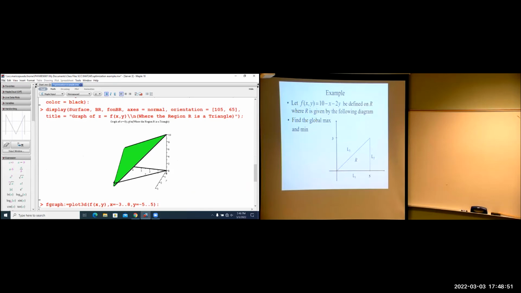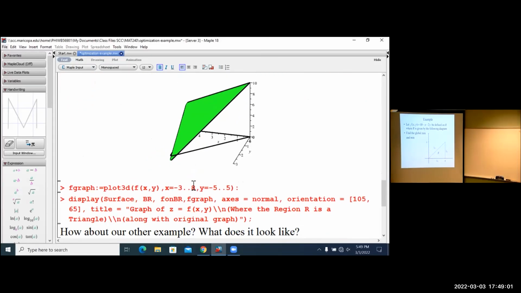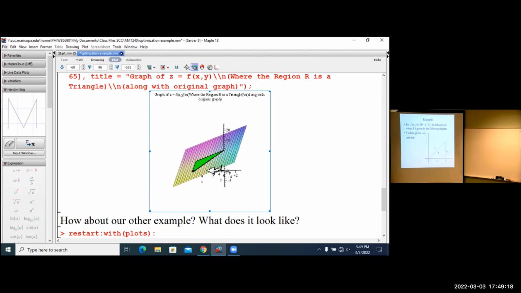So what we have is this triangular region in the XY plane. This is the black outline here. And that cuts out this triangle on our surface. All right, let me give you the full surface so you can see it even a little better. So this grid here, that's our plane. This is the triangle that's in the XY plane being projected on our surface. So our max is right here. And our min is a little harder to see on this one.